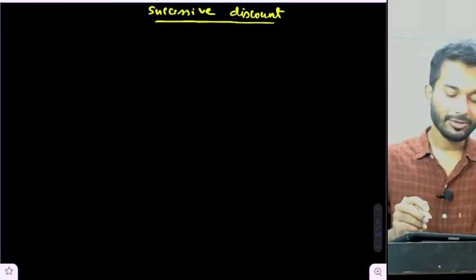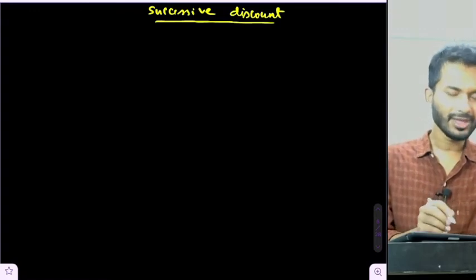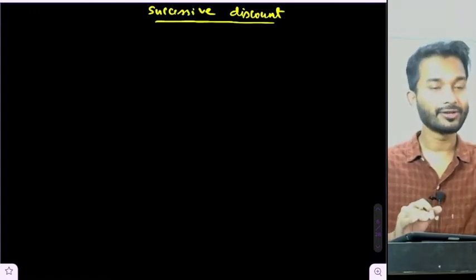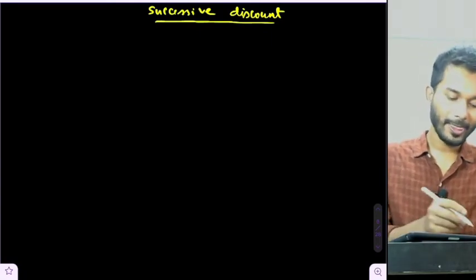Next concept is about successive discount. Now what do you mean by successive discount? You see, there is a formula also for successive discount. We'll study about that. But let me explain to you the concept of successive discount.